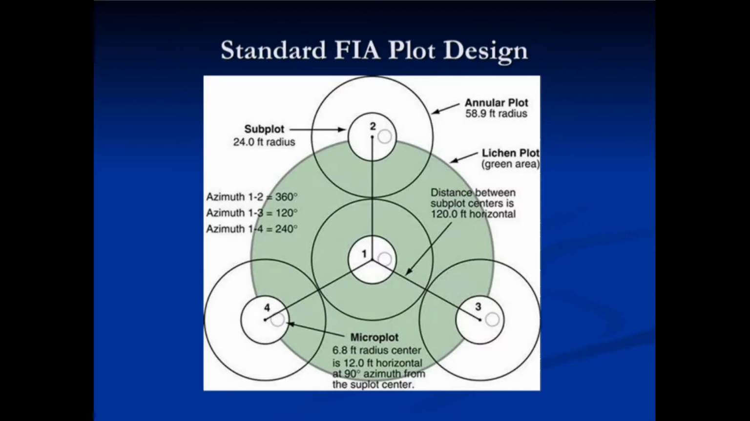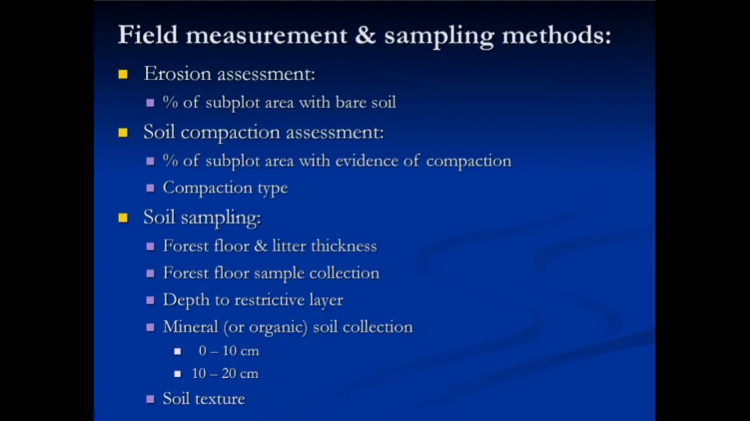The standard plot design looks like this. It's basically circular plots in a triangular layout. Data is collected in subplots. There are 4 of them. Samples are collected in the angular plots surrounding the subplots. Angular plots are reserved for destructive sampling, because with soil sampling we have to take away a sample. In the soil indicator, we have an erosion assessment, a soil compaction assessment, and some soil sampling, and this is what I'm going to talk about today.